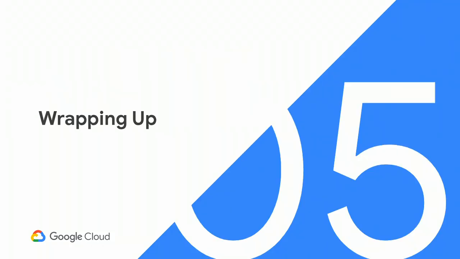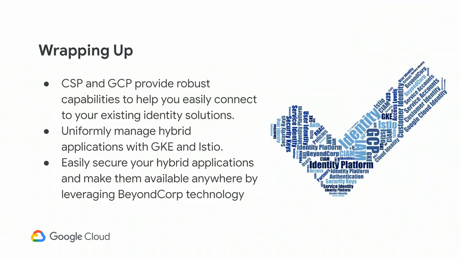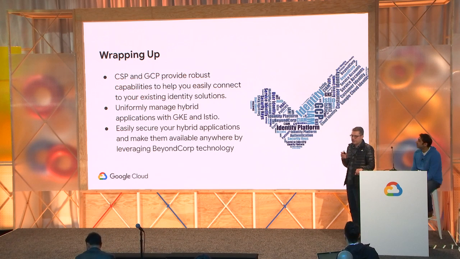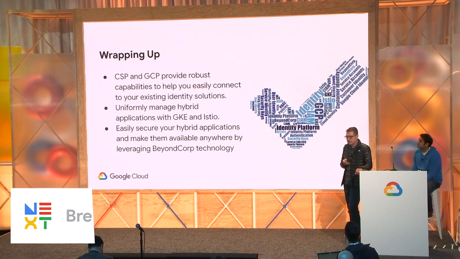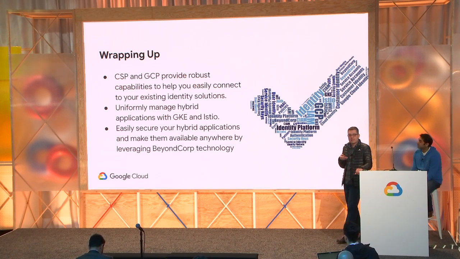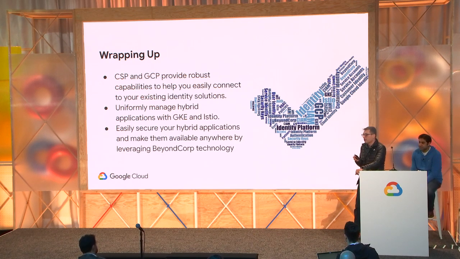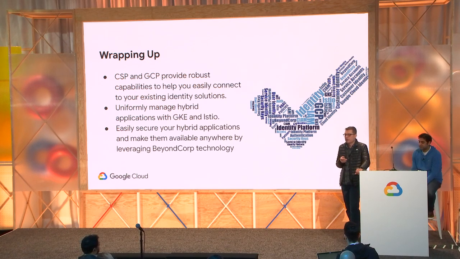So let's recap. Summing up, we have seen that CSP and GCP provide robust capabilities to help you easily connect to your existing identity solutions. These capabilities enable you to uniformly manage hybrid applications with GKE and Istio, and they allow you to easily secure your hybrid applications, your hybrid environment. And you can make your applications available anywhere securely by leveraging BeyondCorp technology.